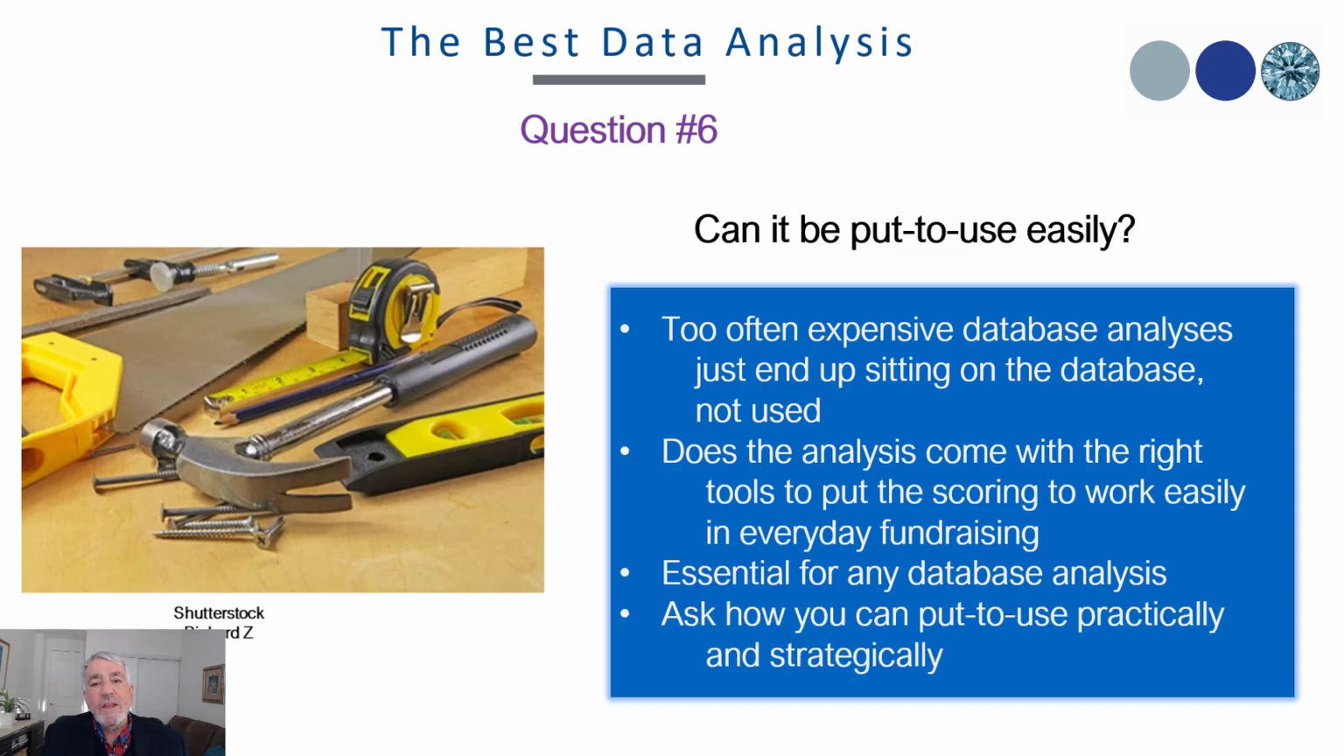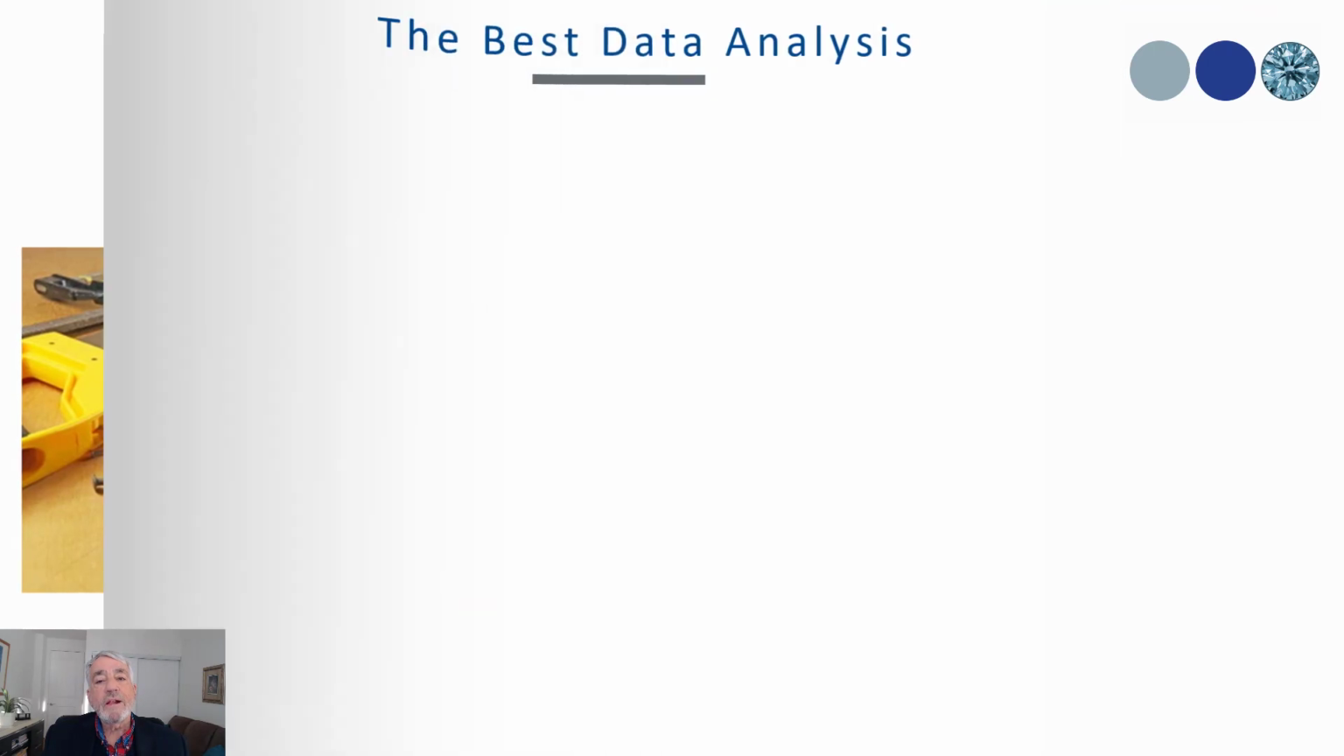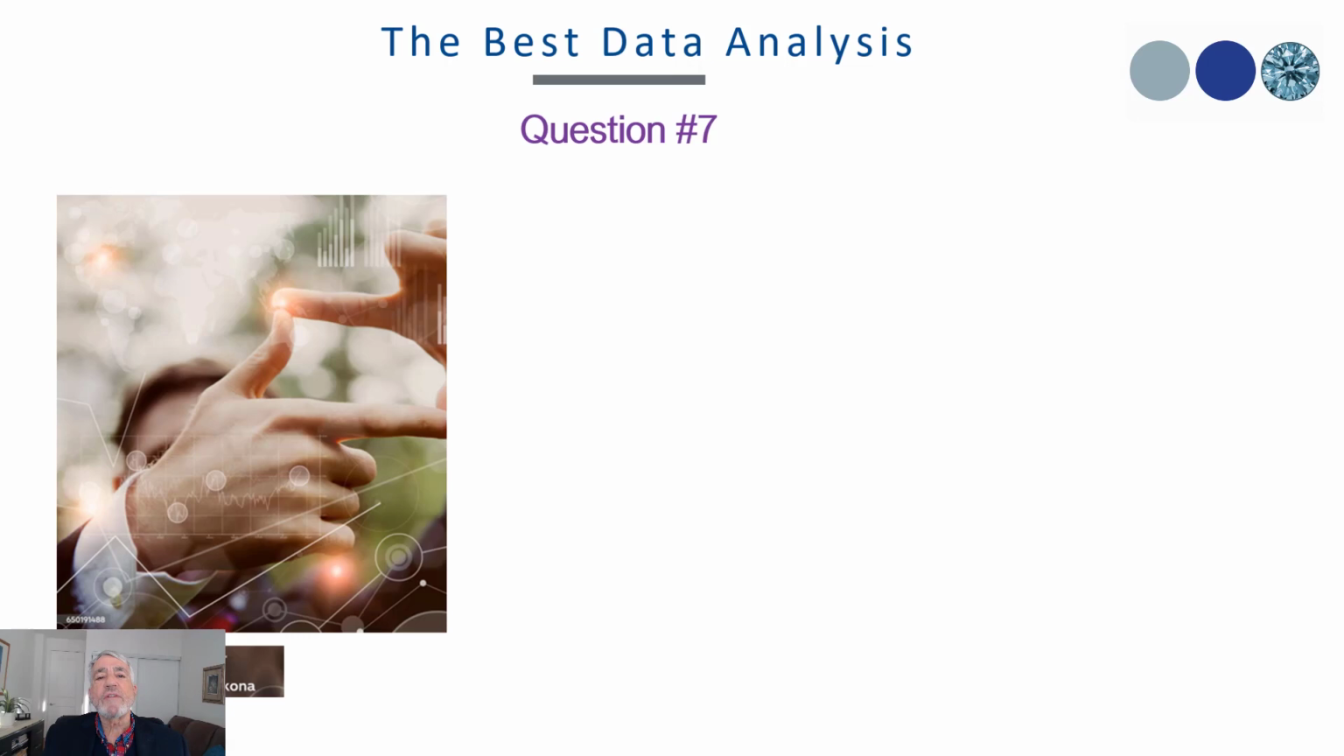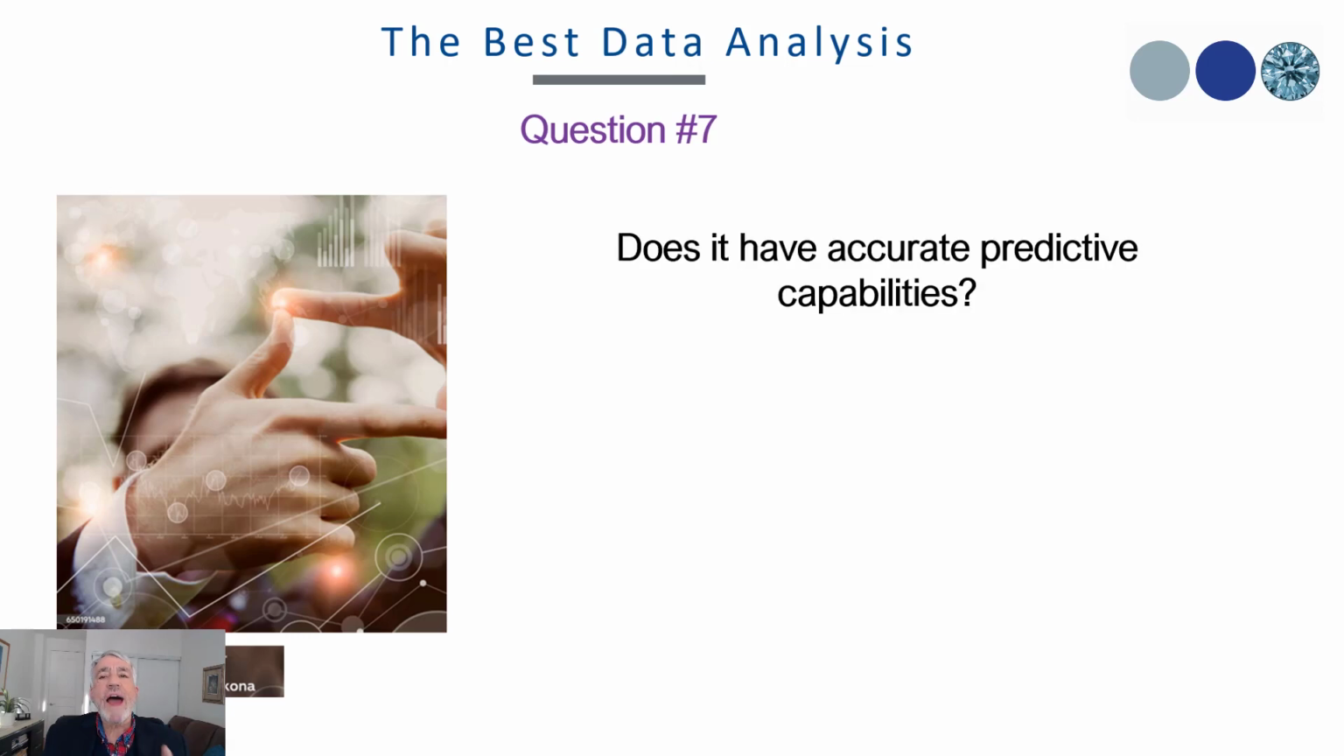By that I mean you can do what-ifs. What if we go to this group of people this way and this group that way? What will our results be? This will help you in creating budgets, proposing staffing models. That's what a good, superior database analysis will do. It leads to question number 7. Does it have accurate, predictive capabilities? Are those outcomes that it predicts accurate? Can you hang your hat on it?